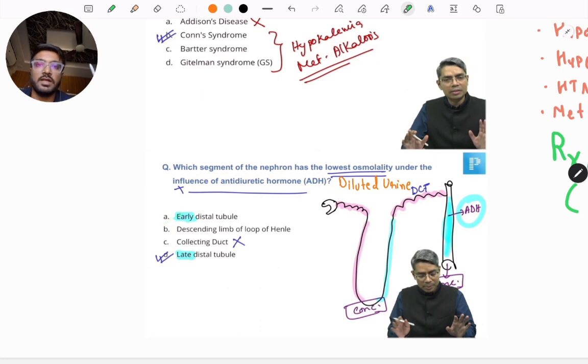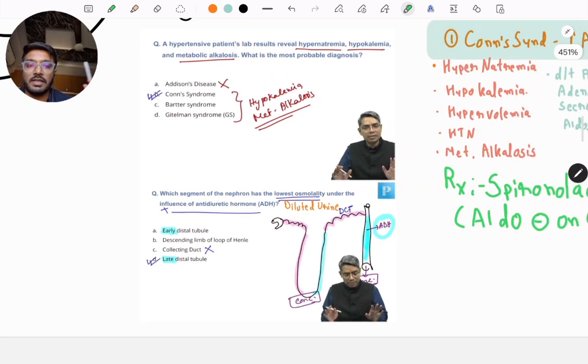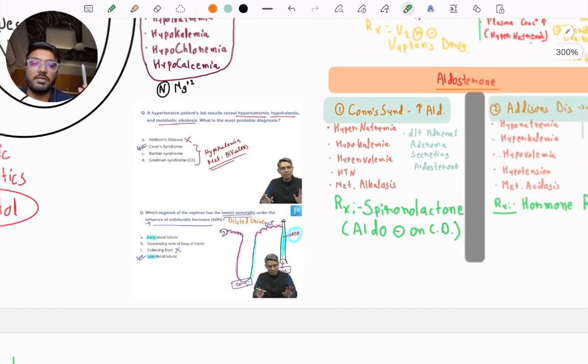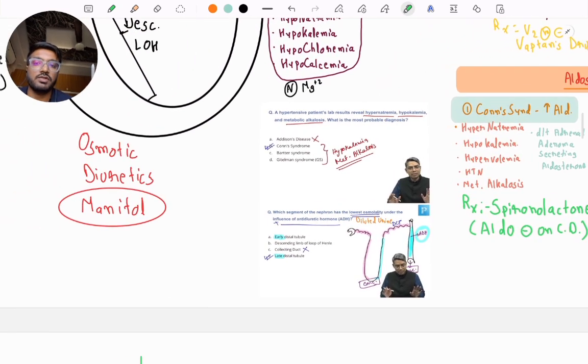But if they have to repeat the same concept again, they can make it highest osmolality, or under the influence they can change it to in the absence of this antidiuretic hormone. So take note of this, and comment down what will be the answer in the case when there is no influence of antidiuretic hormone. So, as I said earlier, this was integrated pharma, physio, some patho, and some medicine as well.